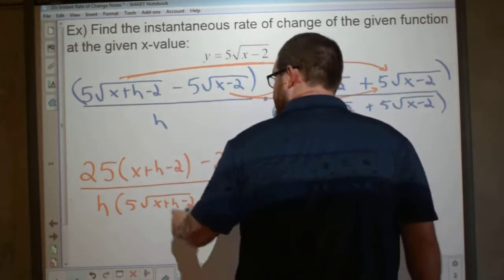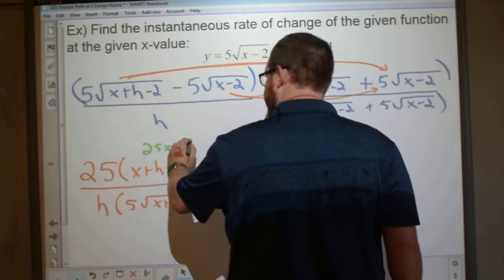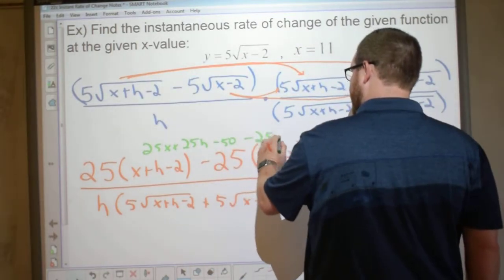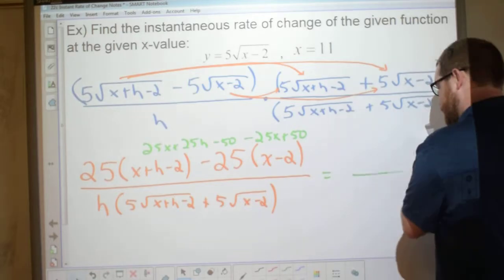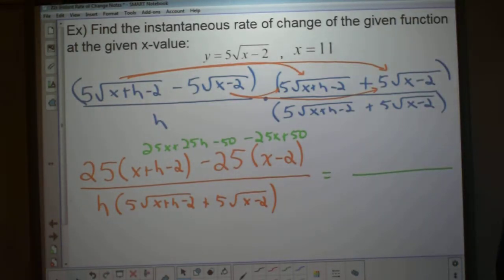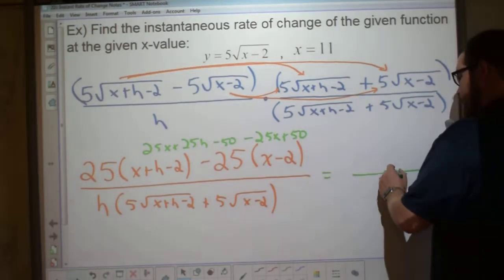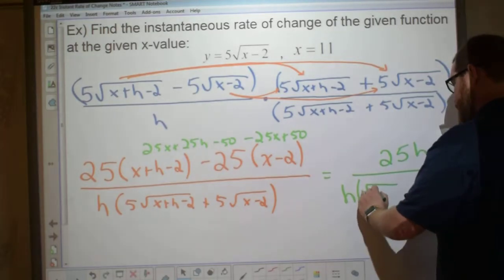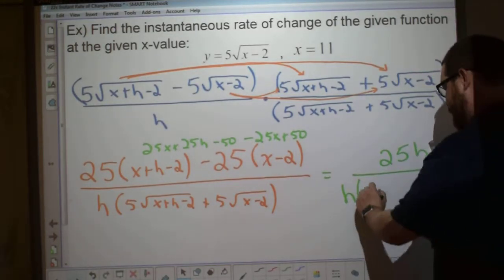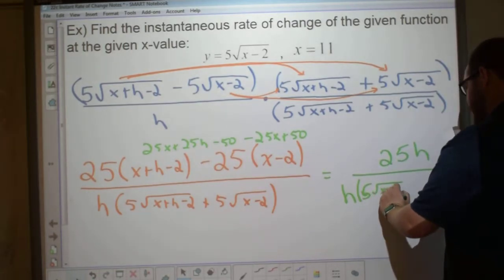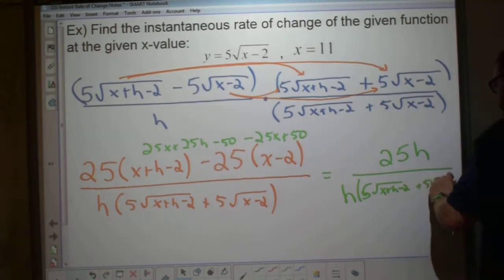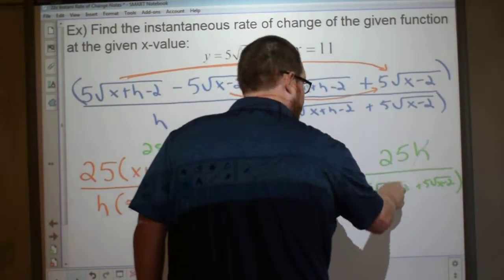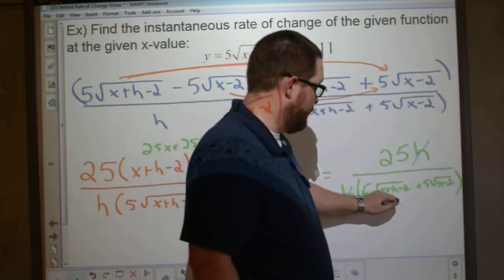If I clean up the top, that's a 25x plus a 25h minus a 50 minus a 25x plus a 50. Let's see what cancels out. The 25x's do and the 50's do. So I have a 25h over h times the square root of, 5 times the square root of x plus h minus 2 plus 5 square root of x minus 2. The h's cancel now. And I can plug in 0 for this h.